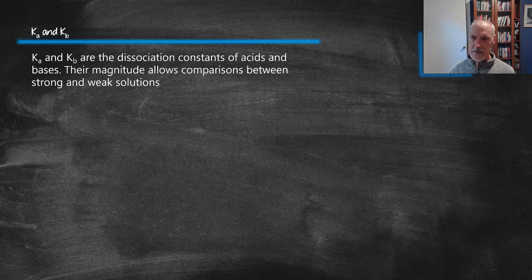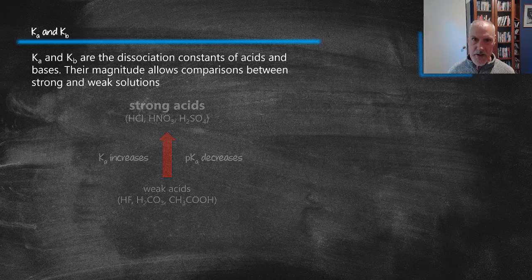Ka and Kb are dissociation constants of acids and bases. Their magnitude allows us to compare between strong and weak solutions of either acids or bases. Let's start with acids. Strong acids have very large Ka values. Examples of strong acids are shown here. Weak acids, on the other hand, have very small or low values. The bigger the Ka value, the stronger the acid.